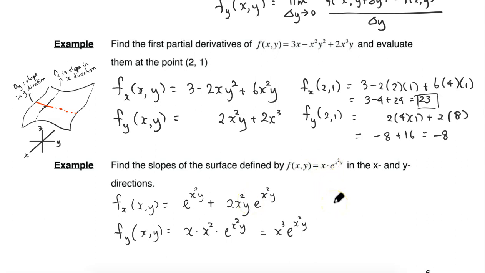Similarly, if you do u prime v plus u v prime, but in terms of y, well, you don't need to do that, in fact, because x is a constant, so you can just treat this entire thing as an exponential function with a chain rule. So it's x times e to the x squared y times the inside derivative, which is x squared.